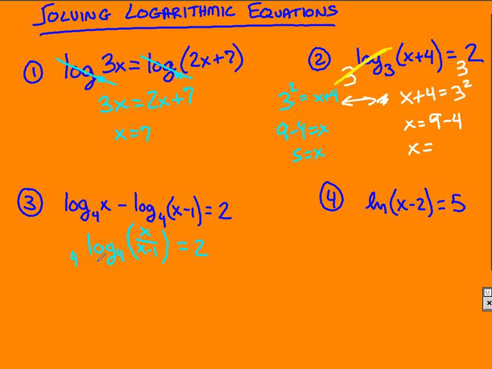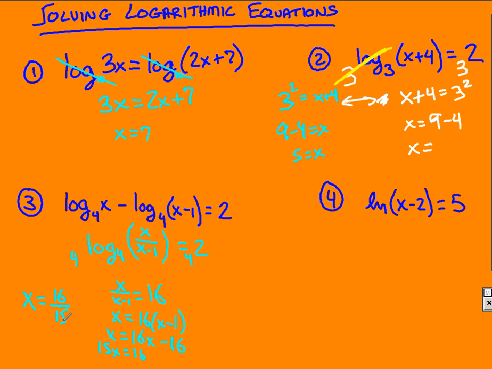Now I can take each side and raise it to the 4th power. That leaves me just x over x minus 1 equals 4 squared, which is 16. I'll now multiply both sides by this denominator to get 16 times the quantity x minus 1. So I have x equals 16x minus 16, and I will solve this and get 15x equals 16. X equals 16 over 15 as my answer.